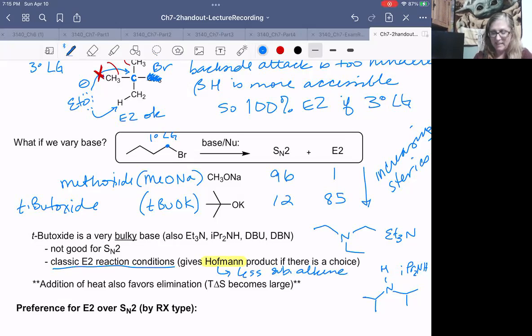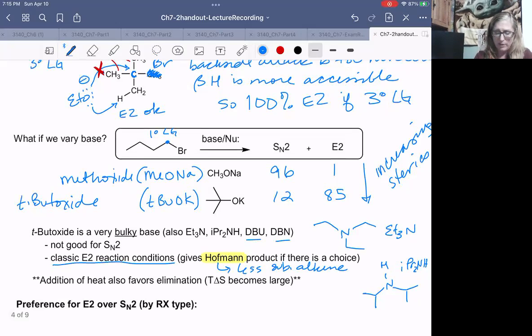You'll see in the Klein text, it uses a few other bulky bases, DBU and DBN, and has the structures for those. I'll never use those. In fact, anytime I want to use a bulky base, I always use t-butoxide, so we know what to expect. I just wanted to point out that there are some other options.